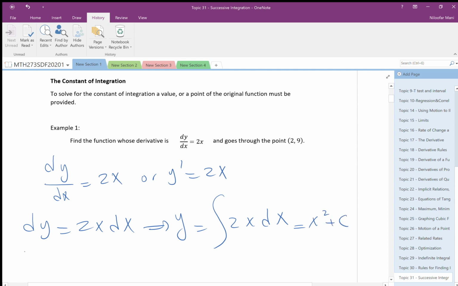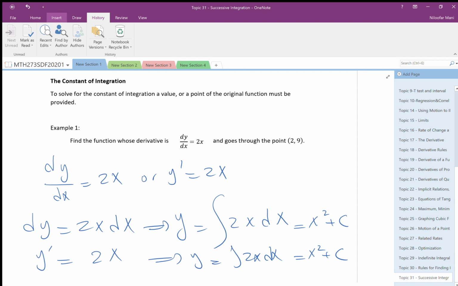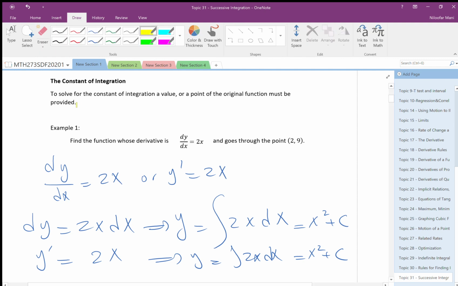Or simply you can say it's the same thing. I would say y prime equals 2x, and therefore y is integral 2x dx, which means it's x squared plus c, right? But it says find the function which has this derivative, and it goes through that point. So I found the function, and the derivative is 2x. Yes, if I do the derivative.